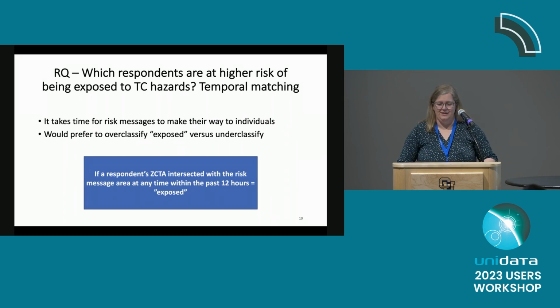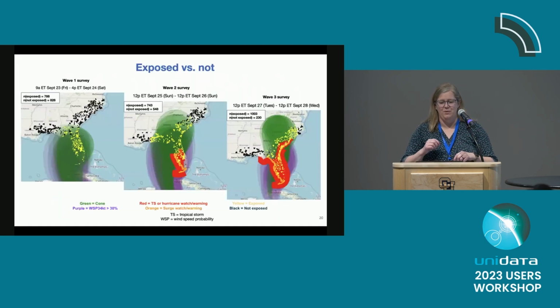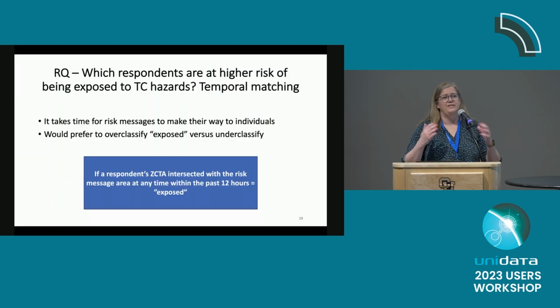So we decided once again that we would prefer to overclassify our exposed group rather than underclassify. And so if a respondent's ZCTA intersected with the risk message area anytime within the past 12 hours, we considered that zip code exposed. And once again, how did we make those decisions?